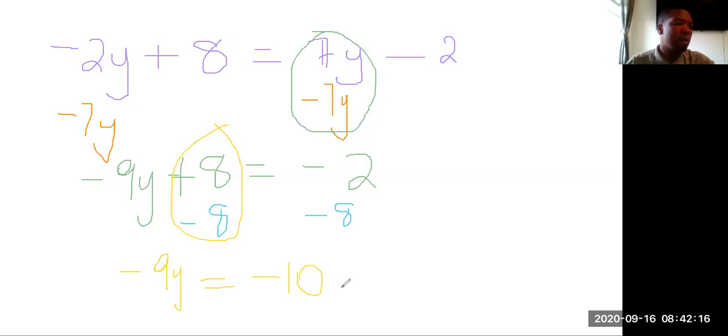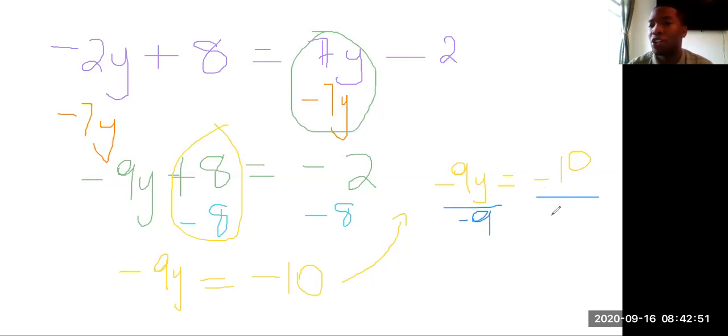So then my next step is to get y by itself. That's the goal. I'm trying to get y by itself. So I'm going to do the multiplicative inverse. I'm going to move this equation up here so that we can see it. So it's minus 9y equals minus 10. And if I'm doing the multiplicative inverse, since negative 9 is multiplying by y, the multiplicative inverse for minus 9y would be dividing it by negative 9. And whatever I do on one side, sure enough, got to do it on the other side.